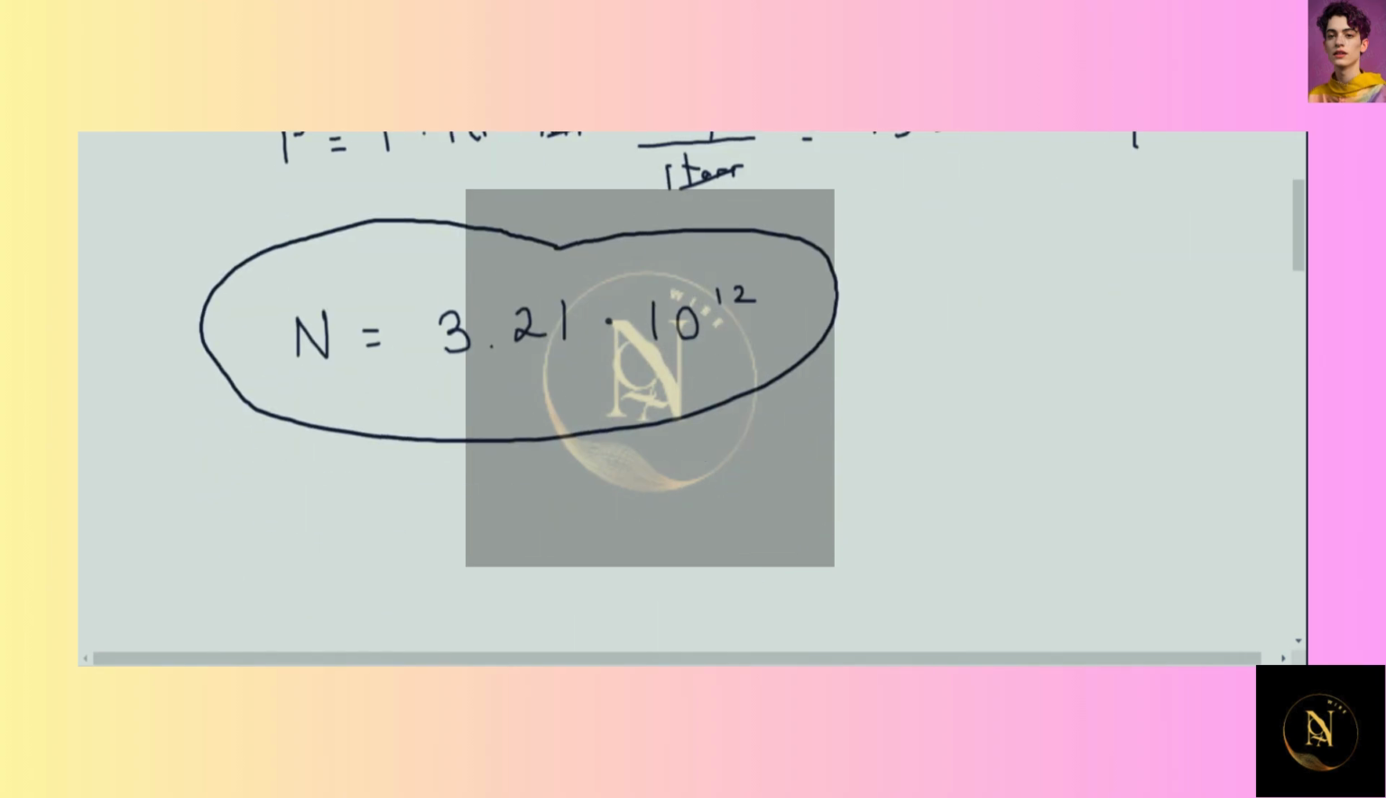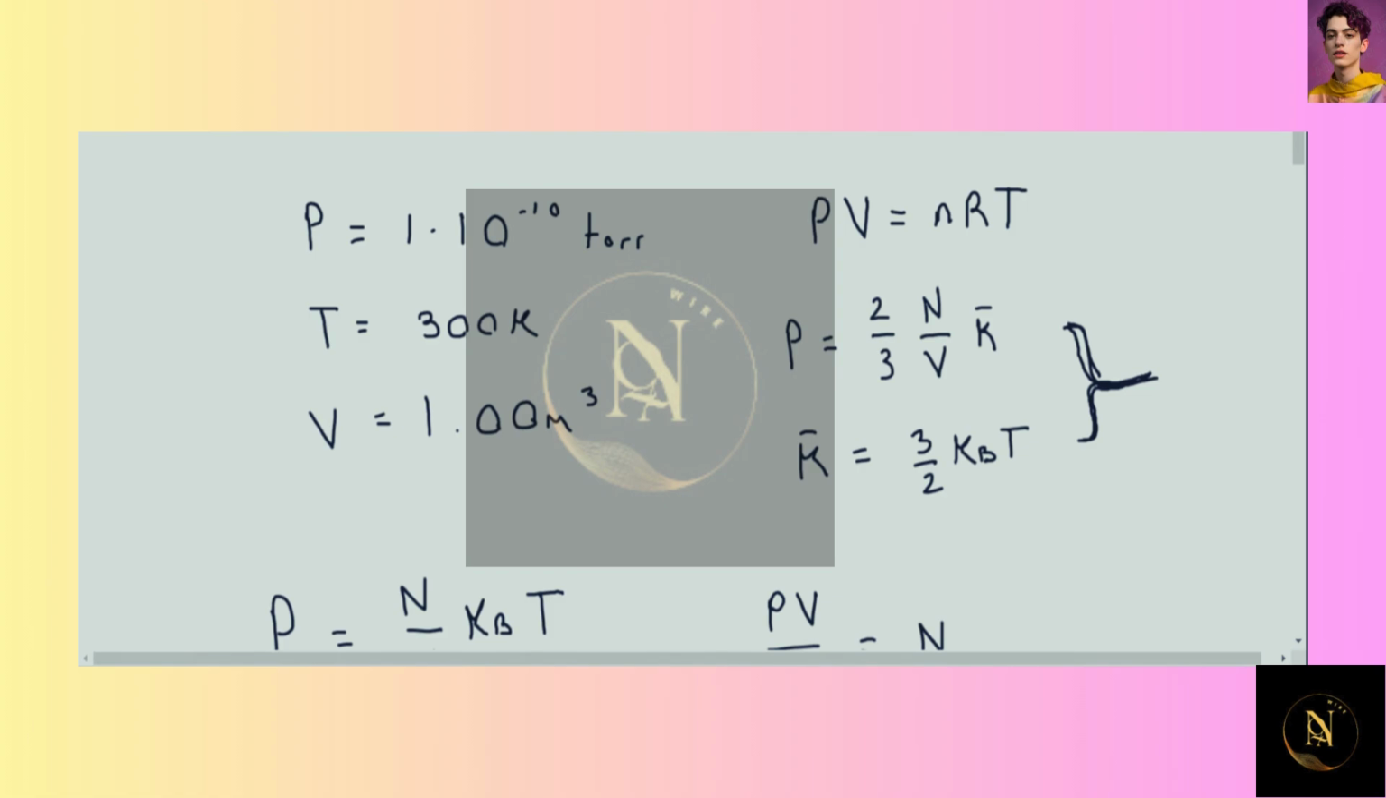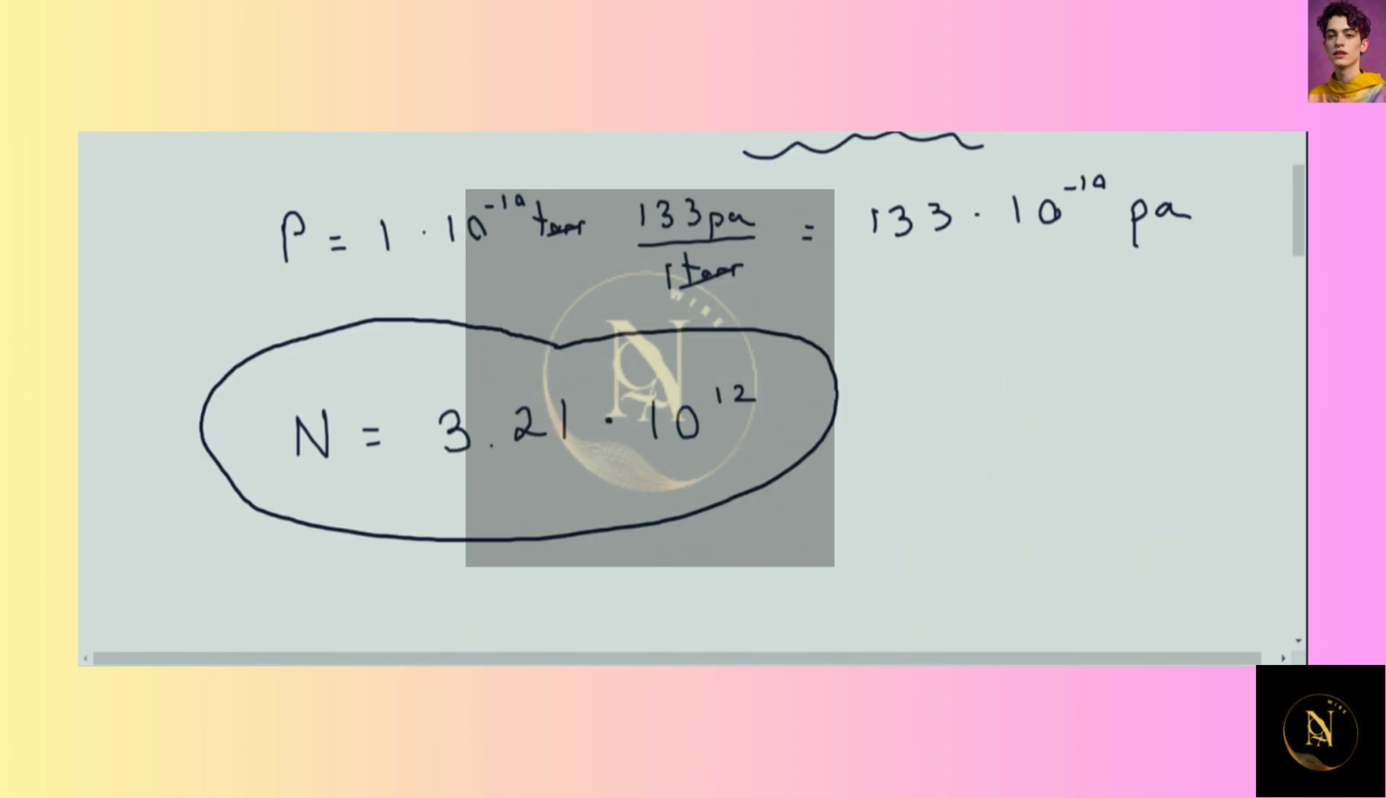All right, so there you have it. From knowing the pressure, temperature, and volume of an ideal gas, we were able to determine the number of molecules in that gas.